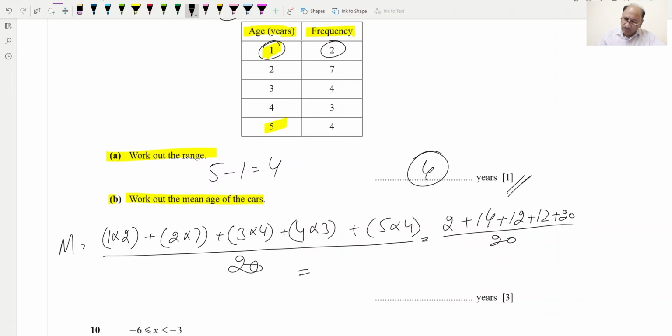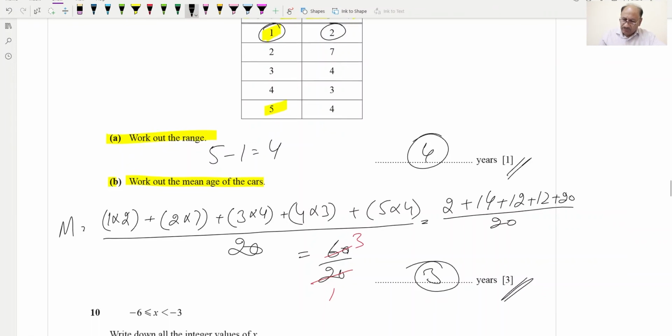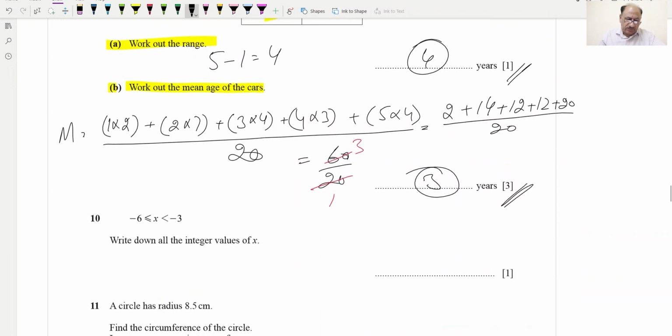We can write the sum of the numerator will be 14 plus 2 is 16 and 16 plus 24 plus 20, this will be 60 over 20, and which we can cancel as 1 and 3, so answer will be 3 years. This will be the mean answer, and this is a 3 mark question.